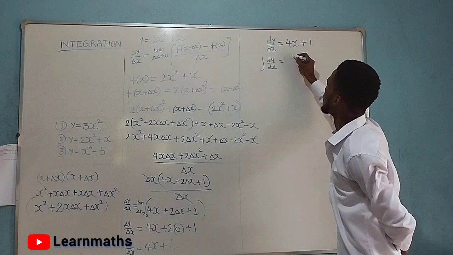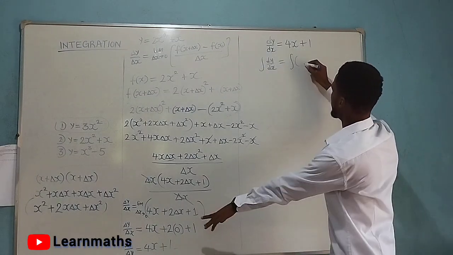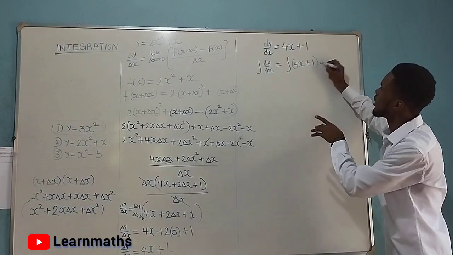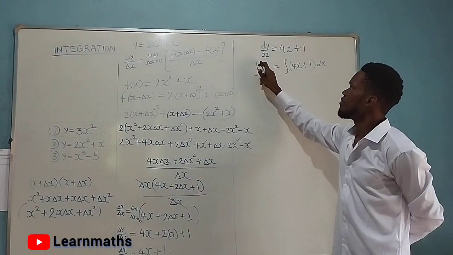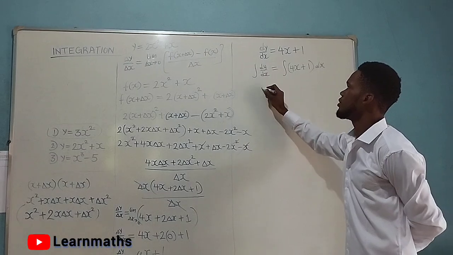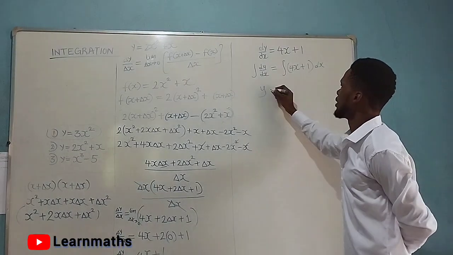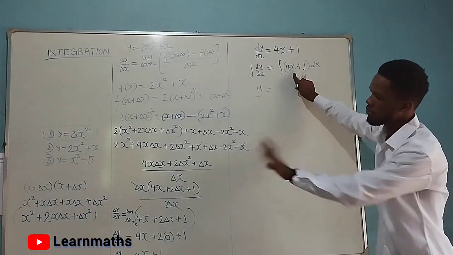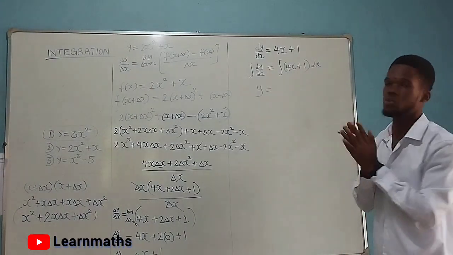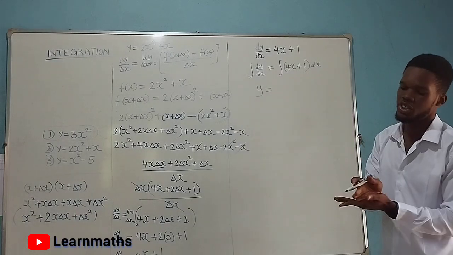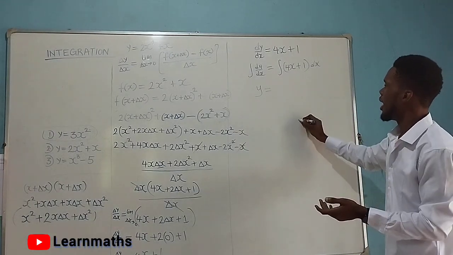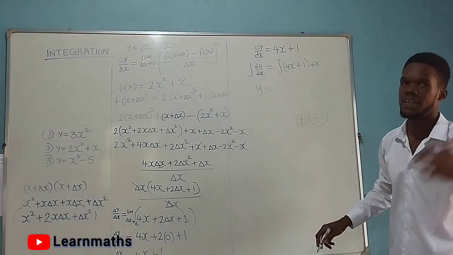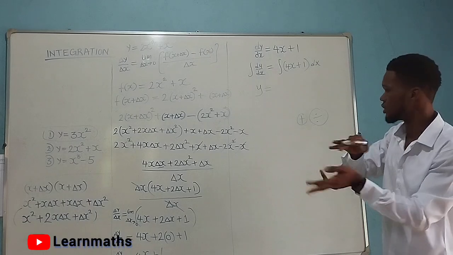And how am I going to do that? I'm integrating the differential, which is 4x plus 1, with respect to x. If I integrate dy/dx, I'm going to get y, everybody knows. And how am I going to integrate this? By carrying out just 2 simple steps: addition and division. Unlike differentiation, where we carried out multiplication and subtraction.